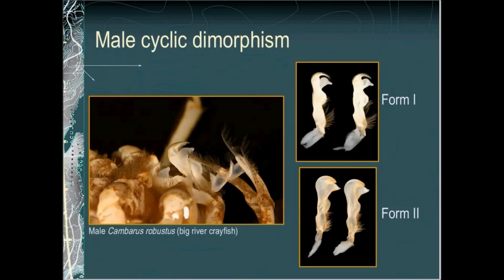Now, the other thing that I alluded to earlier was what's called cyclic dimorphism. So from about April through September, the males are in what's called Form 2, or non-reproductively active.